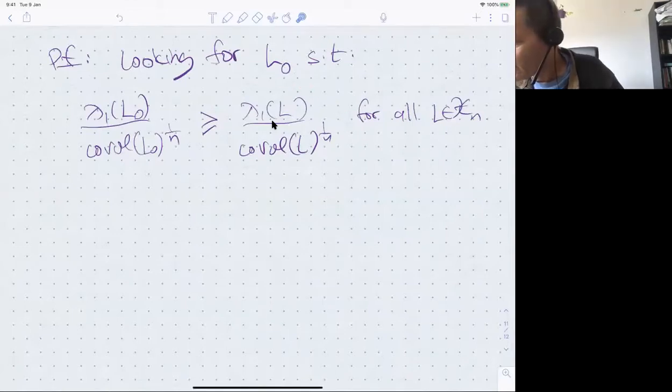Let me write down another quantity that won't be important in this proof, but will be important later. So, equivalently.